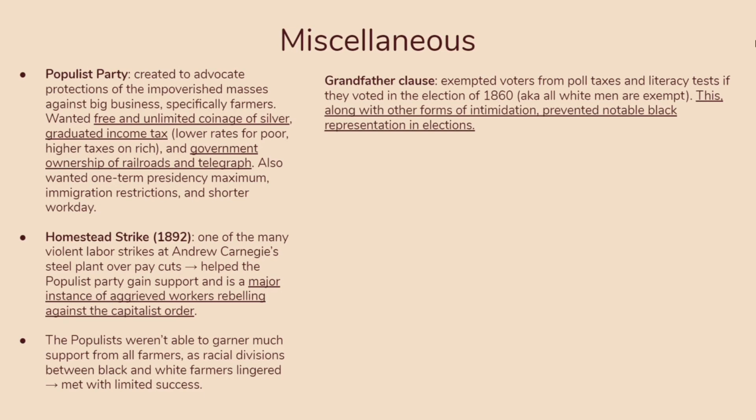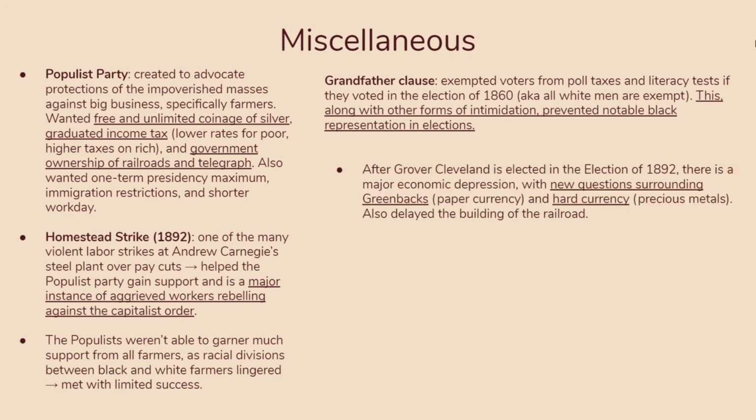This exempted voters from all poll taxes and literacy tests if they voted in the election of 1860. So in other words, this basically meant all white men are exempt. This, along with other forms of intimidation like the KKK, prevented notable black representation in elections. So black people are afraid to vote. It feels more like a burden than anything else, so obviously they're not going to want to vote. And they can't really vote because of these restrictions either way.